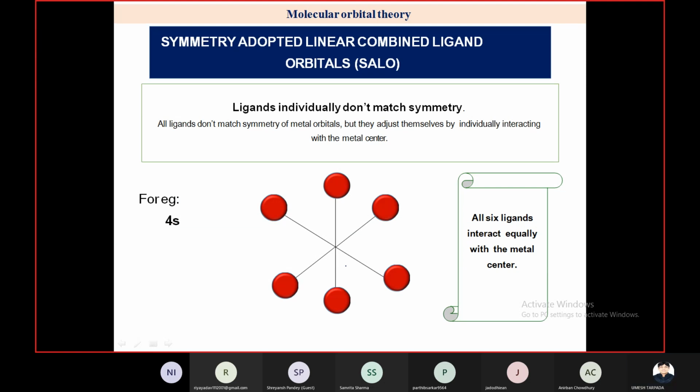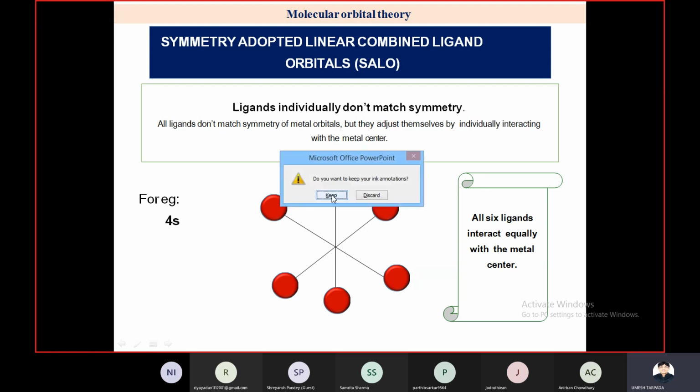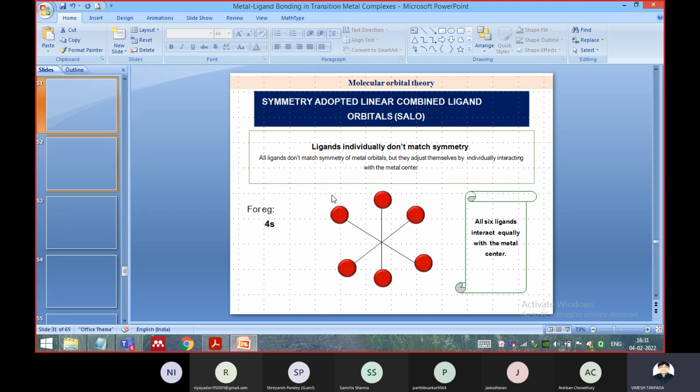So tomorrow we will see the molecular orbital diagram of this octahedral complex, and we will also see the molecular orbital diagram for a compound having pi bonding. It will be of 2 types again: a pi donor ligand and a pi acceptor ligand.